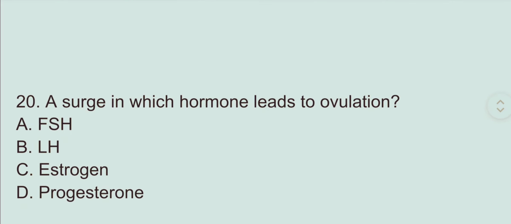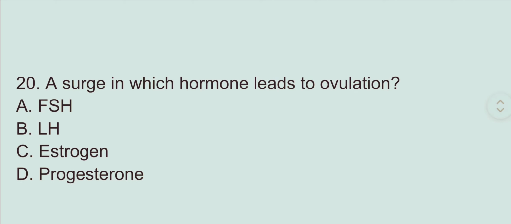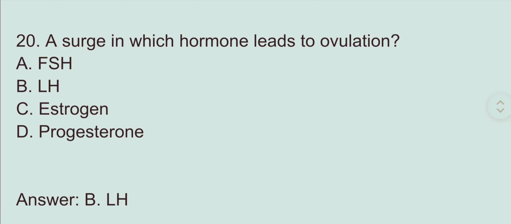Question number 20. A surge in which hormone leads to ovulation? The correct option is option B, luteinizing hormone. A surge in luteinizing hormone leads to ovulation.